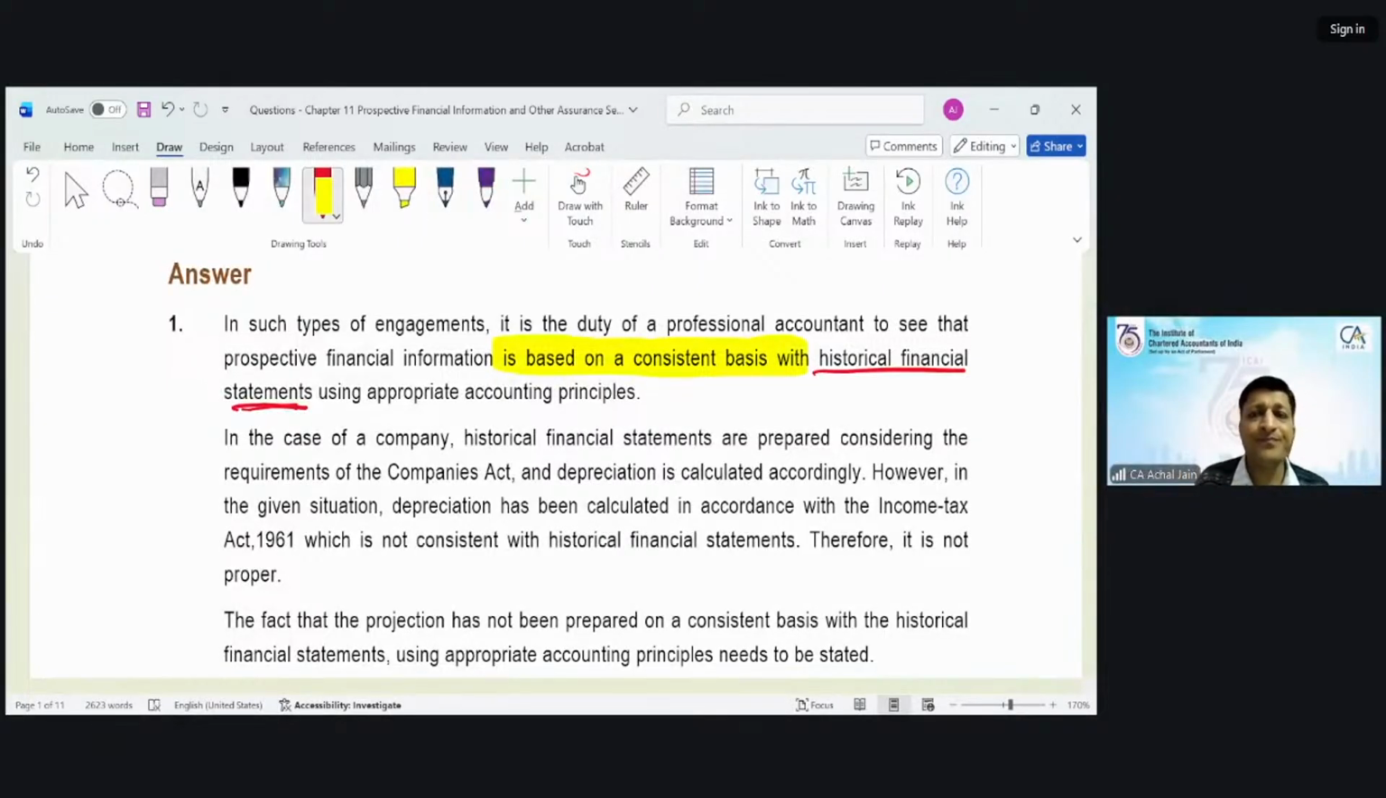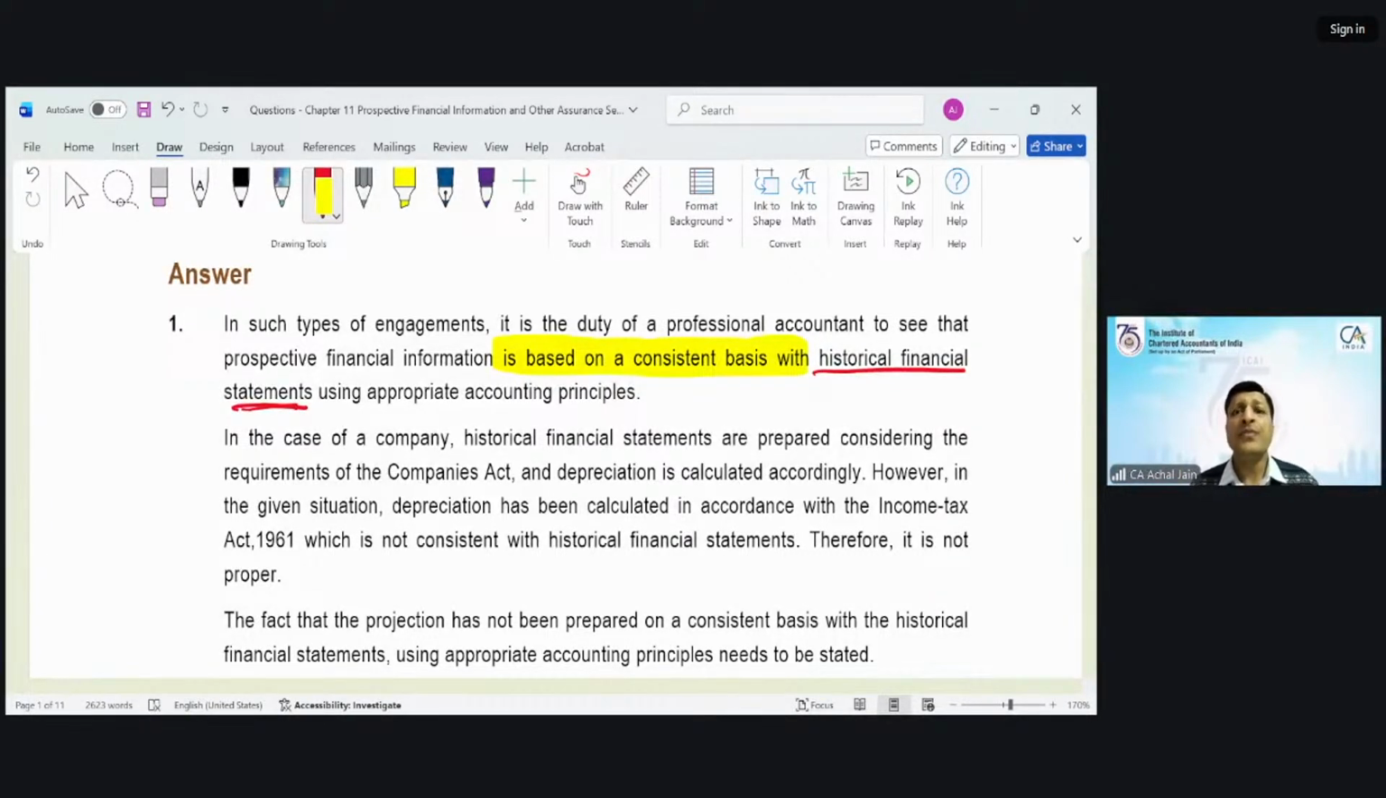Yes or no? Okay. Now, in case of a company, what will you have? Of course, you'll consider the Companies Act, and basis which you'll apply the accounting standards as management.